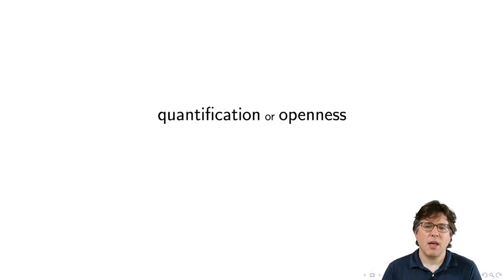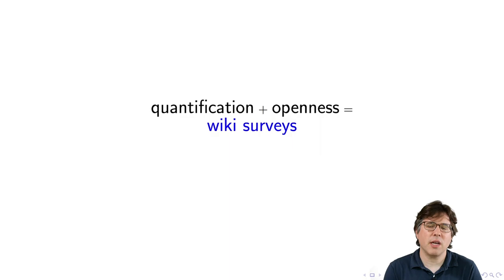And so what we did in this project is we tried to create a new hybrid technique that combined the quantifiability of surveys with the openness of in-depth interviews to give us a tool that we call wiki surveys. So just like Wikipedia evolves over time based on user input, imagine if we had a survey that evolved over time based on user input. And this would help us solve one of the biggest problems with surveys, which is that they are very closed to new information.